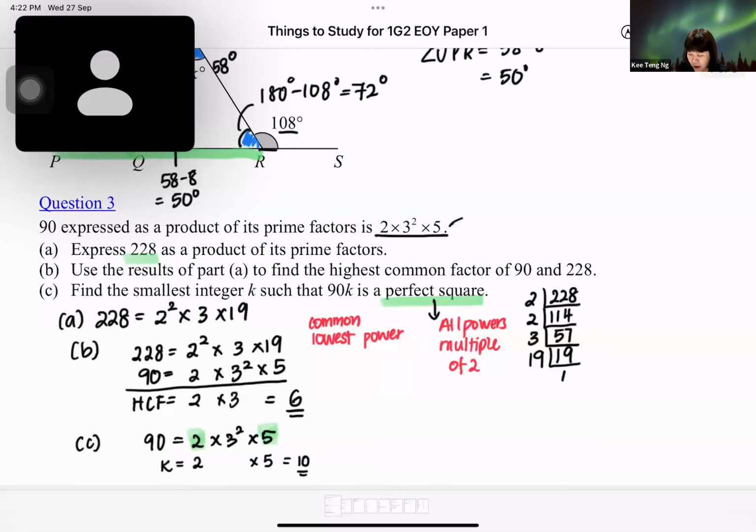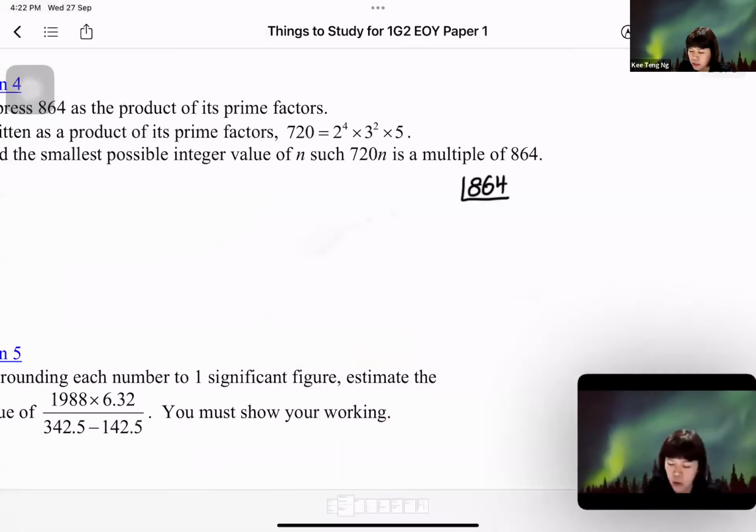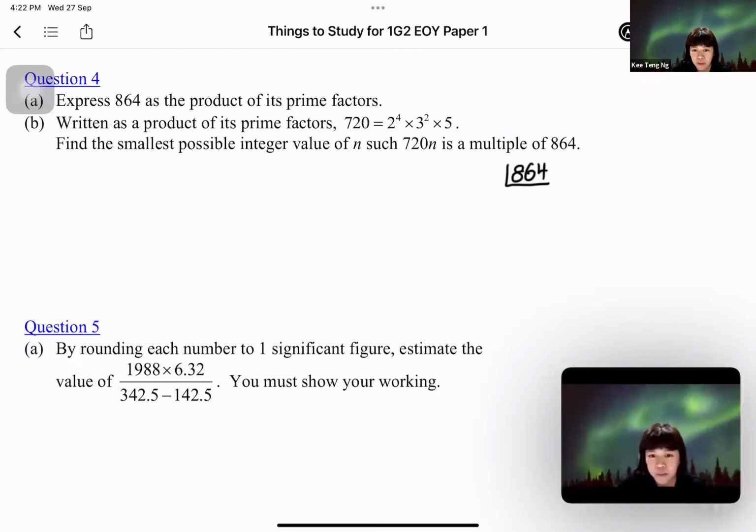Hey, Rian is alive. Okay, Rian, can you help us to do prime factorization for this one? What should I start off with? Divide by which prime factor first? 2. Then after we divide by 2, we get 432. Then how?